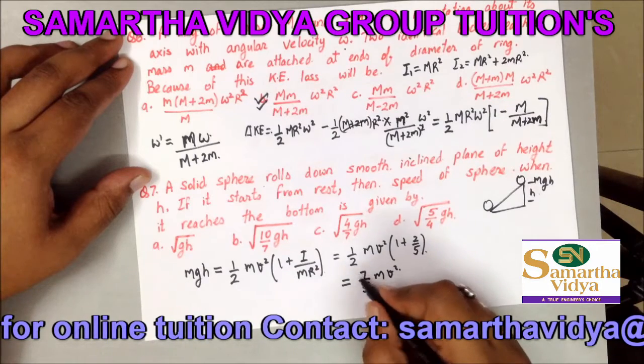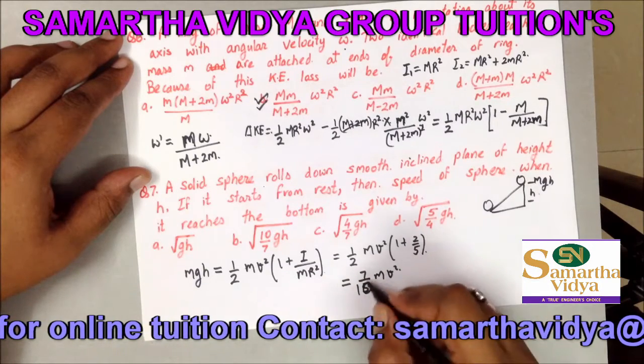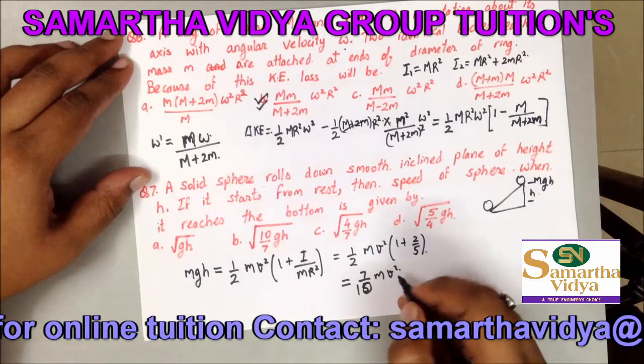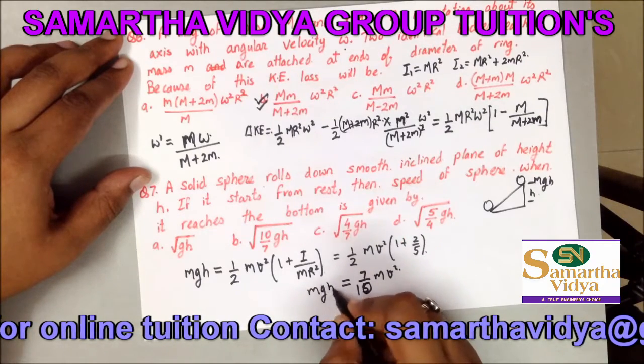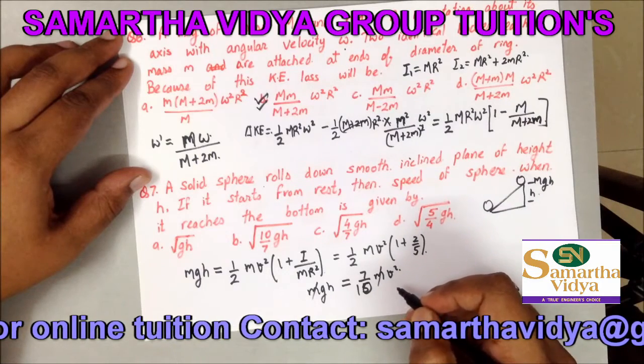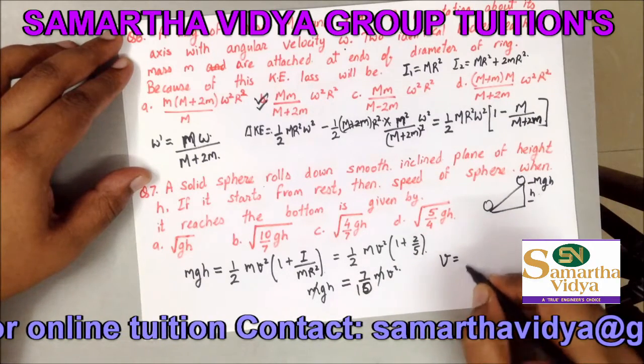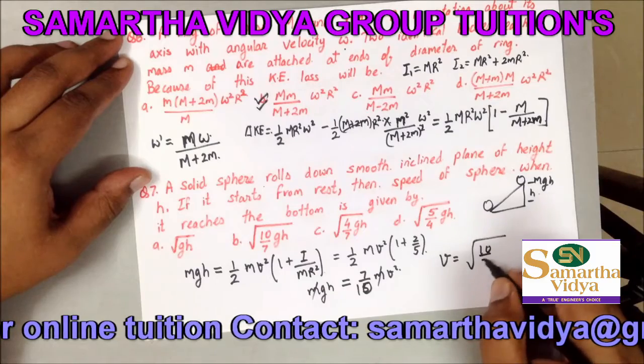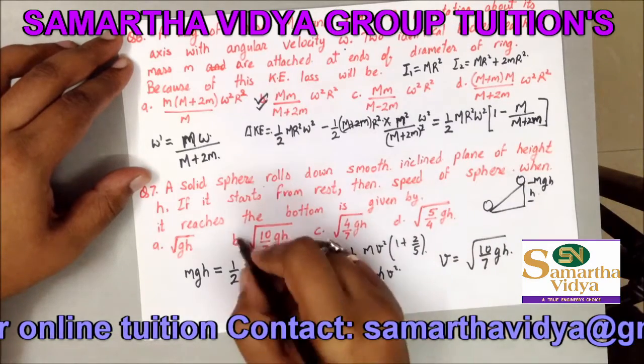Half mv square into 7 by 5 gives 7 by 10 mv square, and this is equal to mgh. You can see m gets cancelled out, and from this we need to find v. So v is nothing but root of 10 by 7 gh, which is your option B.